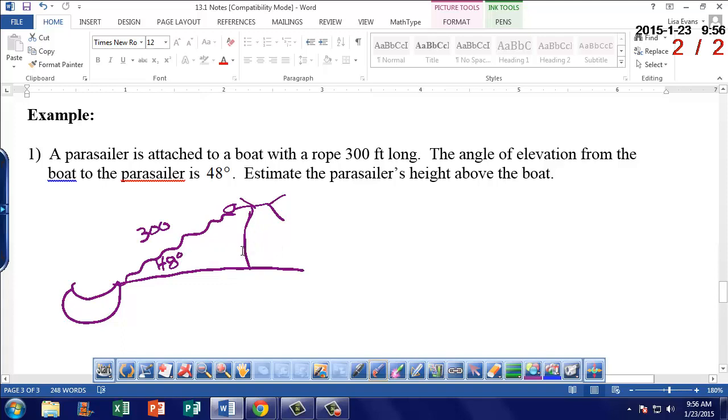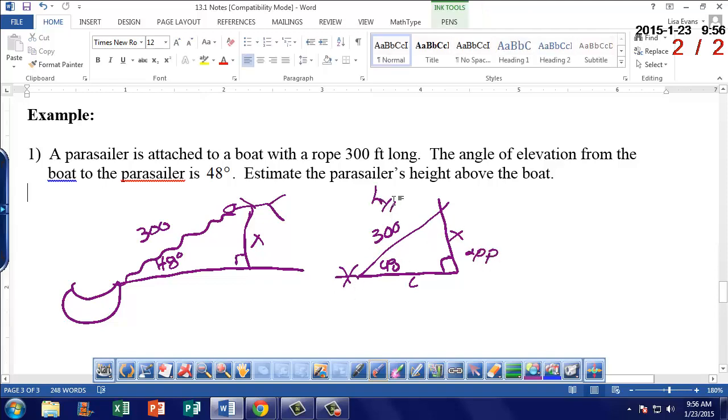So if you want a height, you always want the vertical distance. So we're going to call that x. So you can see your right triangle here. We have the right angle, x, 48, and 300. Okay, so in relationship to the 48 degrees, this is my opposite side, and this is my hypotenuse. So we're going to go ahead and do opposite and hypotenuse, which is sine. So sine of 48 degrees equals x over 300.